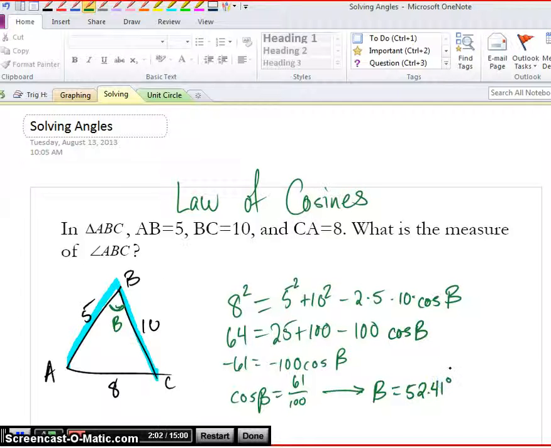If you were asked to find any other angles, now you have a choice of using law of sines, using the angle you just found, or setting up law of cosines a second or third time, rotating where the sides fall in the equation.